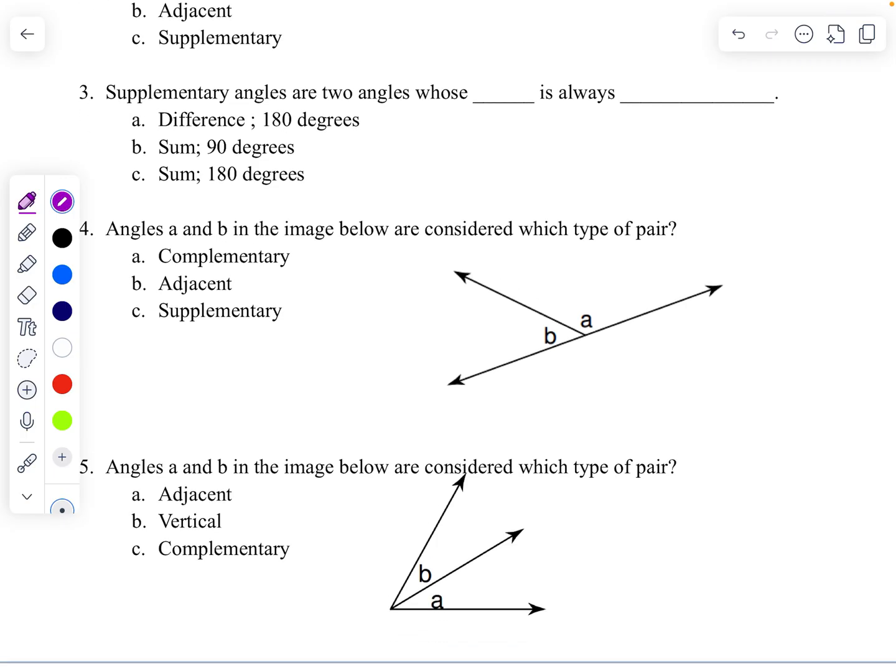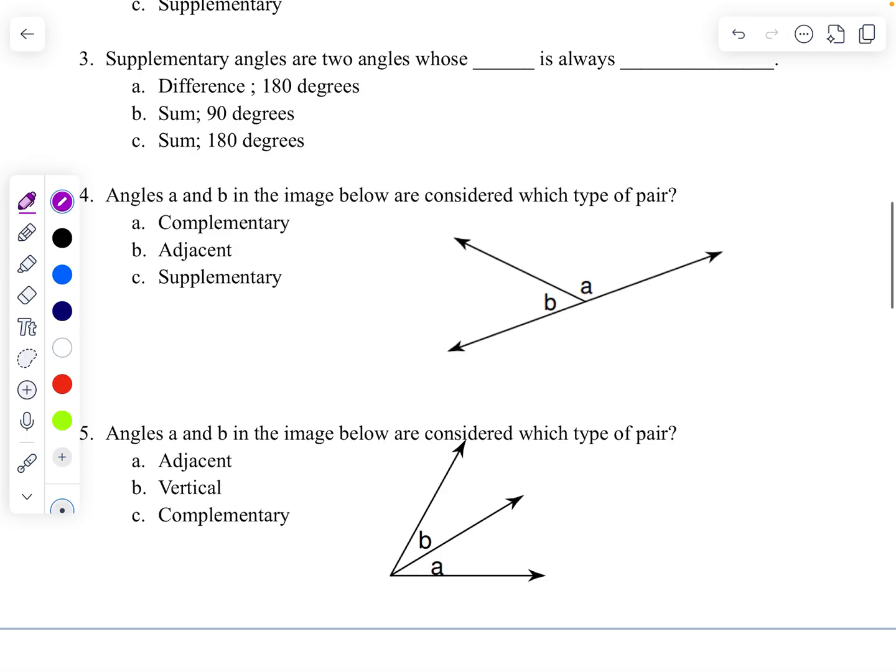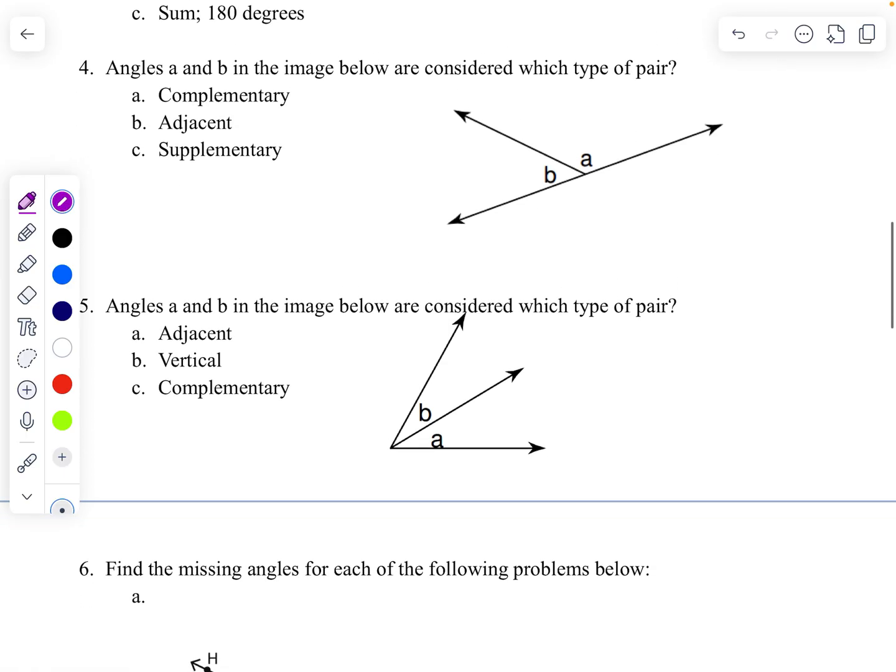Supplementary angles are 2 angles whose blank is always blank. So is it 2 angles whose difference is always 180 degrees, whose sum is always 90 degrees, or whose sum is 180 degrees? Okay, moving on to number 4.